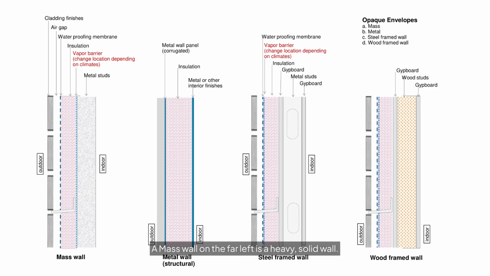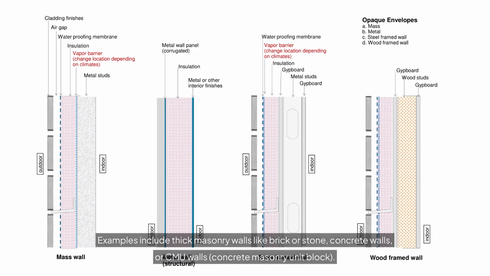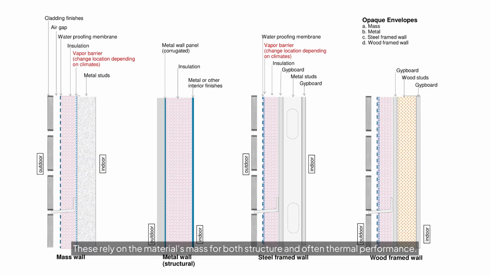A mass wall on the far left is a heavy solid wall. Examples include thick masonry walls, concrete walls, or CMU walls. These rely on the material's mass for both structure and often thermal performance. They can absorb heat and slowly release it, helping with thermal stability.